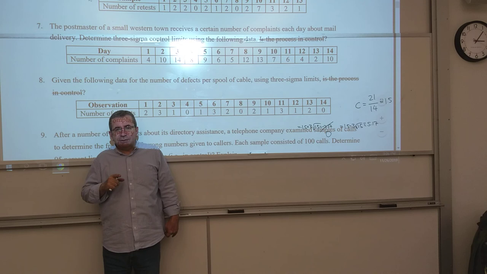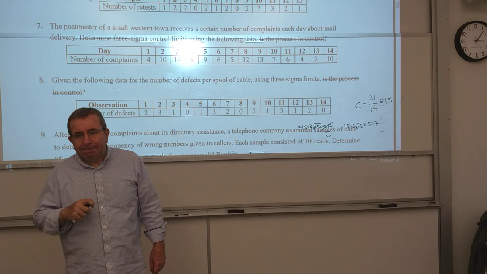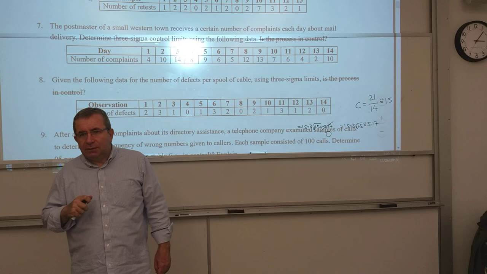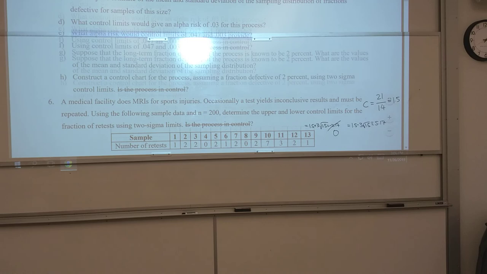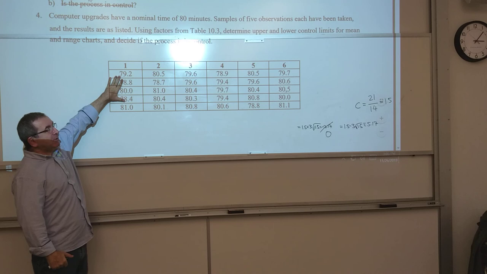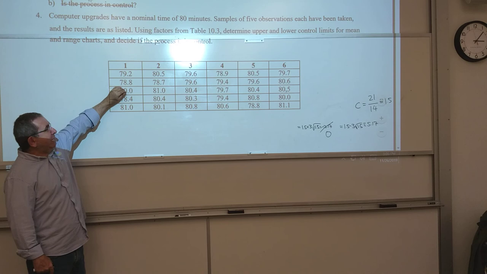Any other questions? Yeah. For question four, you mentioned that the sample size is 5 and not 6, because 6 is n, right? Yes. So sample size is not how many samples you have, but how many is in one sample. How big is the sample? The sample is 5 observations big. So sample size is how many items in one sample.